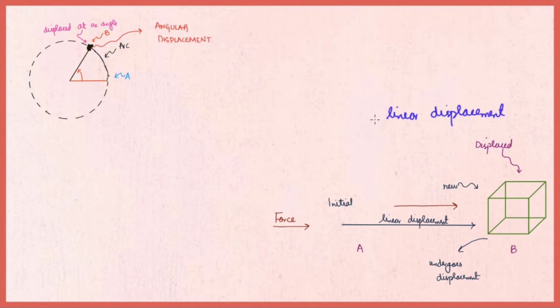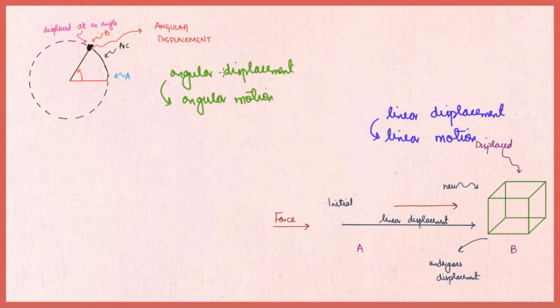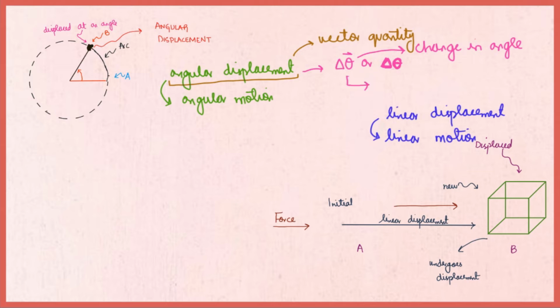Like linear displacement is related to linear motion, angular displacement is related to angular motion. And like linear displacement, angular displacement is a vector quantity represented by delta theta with an arrowhead or bold theta, where delta is the change in the angle of the body at different positions and is equal to the final angle minus initial angle. The SI unit of angular displacement is radians. Angular displacement can also be measured in degrees and revolutions.